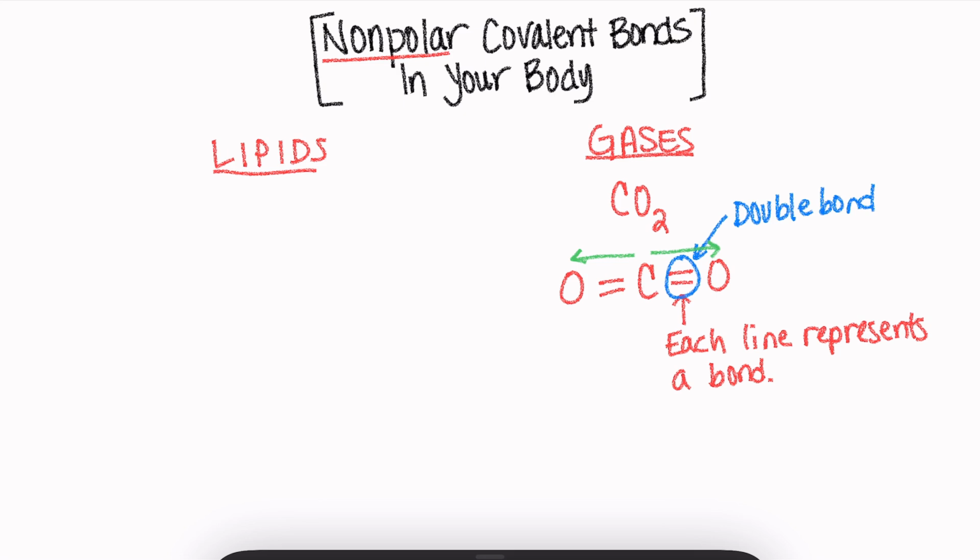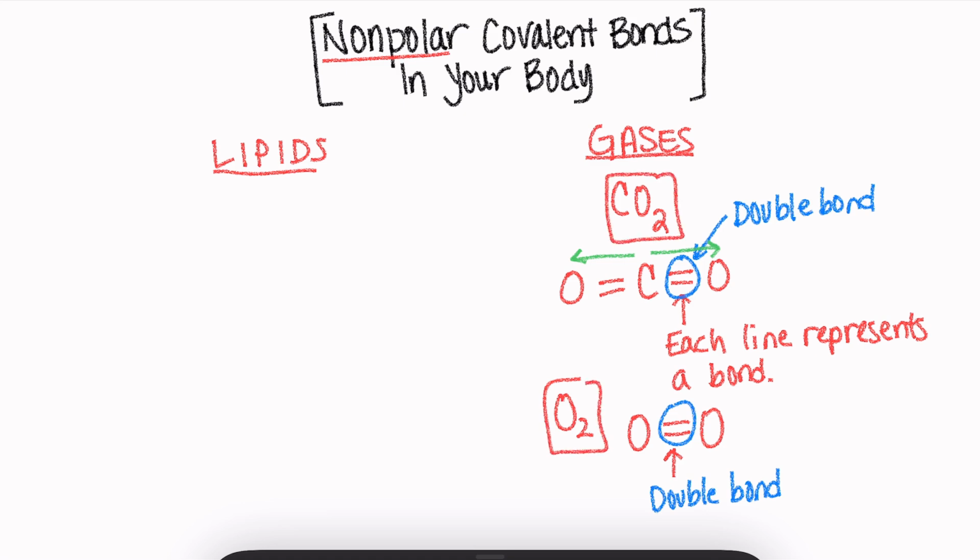Oxygen is also like this in your body. It shares a double bond like this, and we write it like this, oxygen. So these are the main gases in our body. We breathe in oxygen and we breathe out carbon dioxide. And you might remember I also mentioned that carbon dioxide can form acid in our blood, a form of carbonic acid.